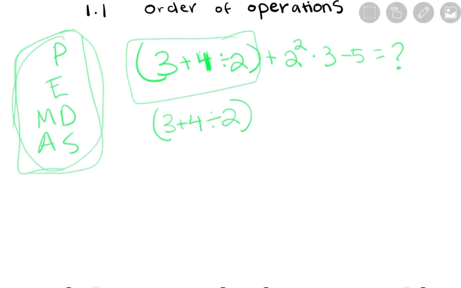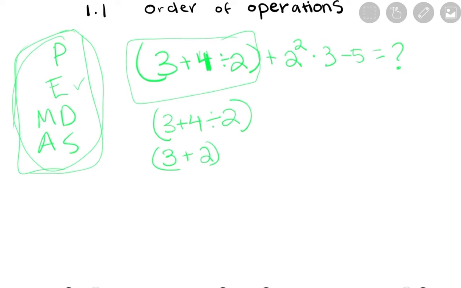Next step is exponents, but there are no exponents as you can see in the equation. So we're going to skip that step. Then we're going to go to multiplication and division. So when we're going from left to right, do we see any multiplication or division? We do see one division. So we're going to do this before we do the other step. So it's going to become 3 plus, 4 divided by 2 is 2. So it's going to be 3 plus 2.